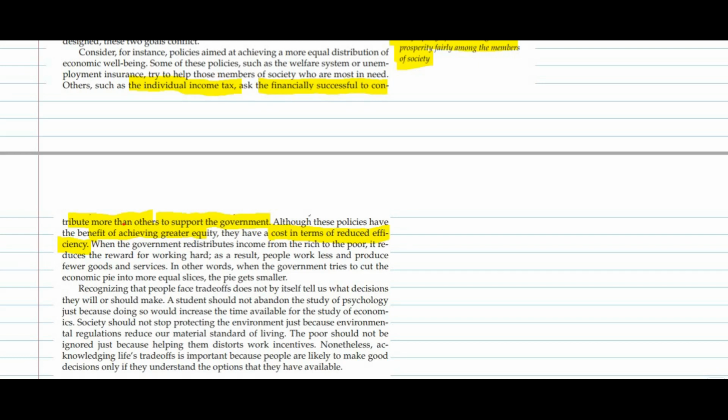Okay, so for today this is enough, and inshallah we'll continue in our next lecture with another principle, and that is that people face opportunity cost. The cost of something is what you give up to get it. So we'll discuss the next principle of economics in the next lecture.